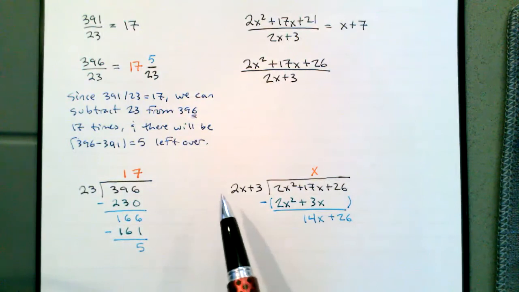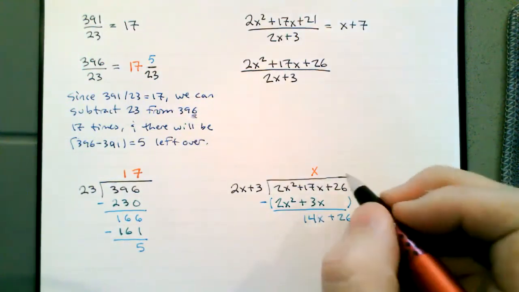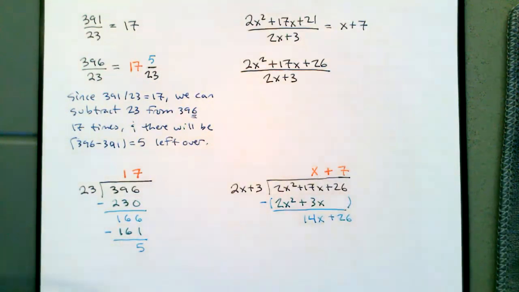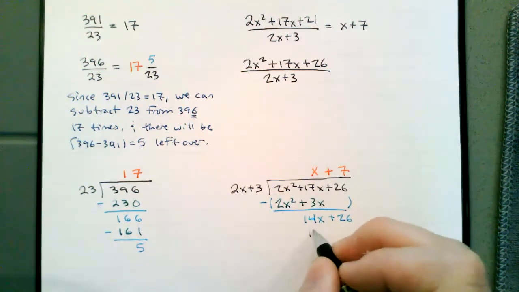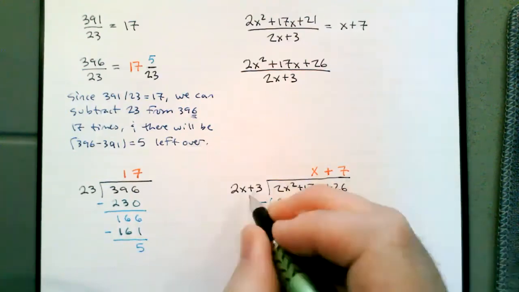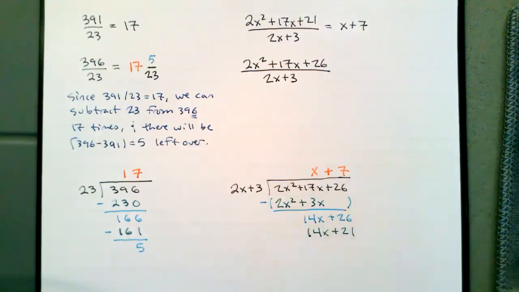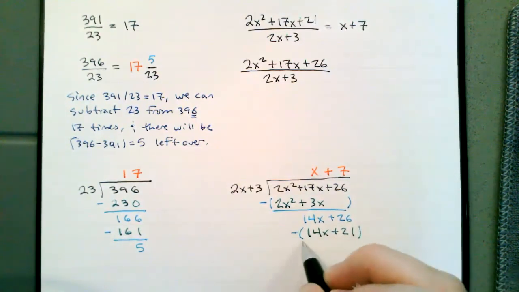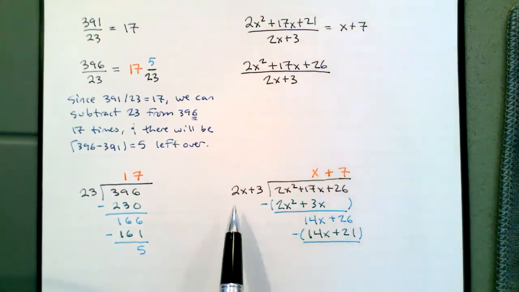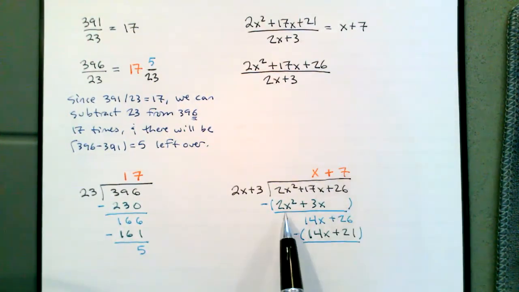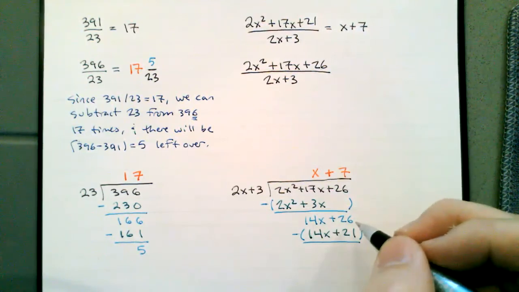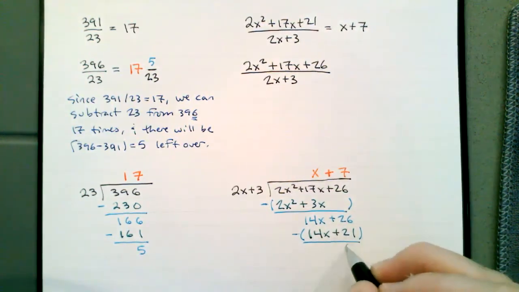Next, I need to subtract the 2x from the 14x, and I can do that 7 times. 7 times 2x is 14x. 7 times 3 is 21. Notice that in green, we still have the same 4 terms from our multiplication. 2x plus 3 times x plus 7 is going to have a 2x squared plus 3x plus 14x plus 21. It's the same 4 terms from the multiplication. But this time, we're subtracting from 26, and there are 5 left over.